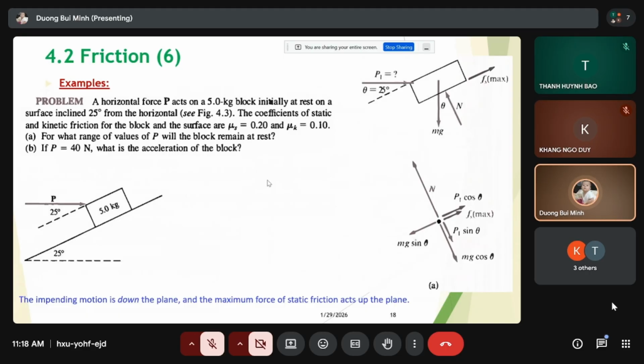Example. We have this system. The coefficients of static and kinetic friction of the block, mu s and mu k, are given. So for what range of values of V will the block remain at rest? And if V is 40 newtons, what's the acceleration of the block? Okay. 5 minutes.